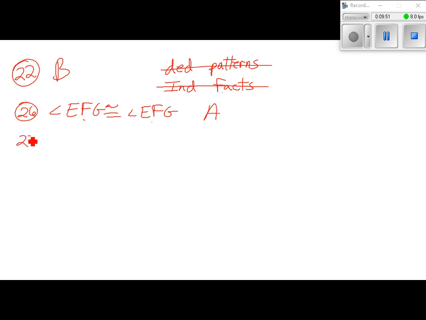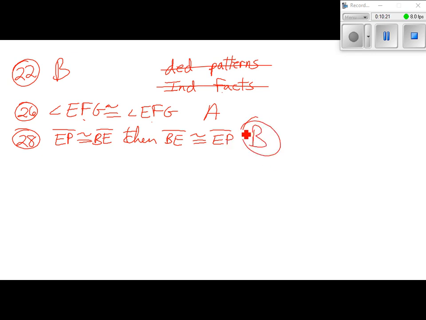28. 28 says segment EP is congruent to segment BE, then segment BE is congruent to segment EP, and all they did there was they switched them around, so that would be the symmetric property, which is letter B.